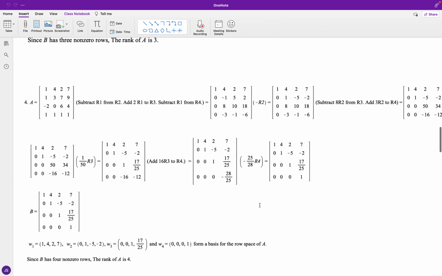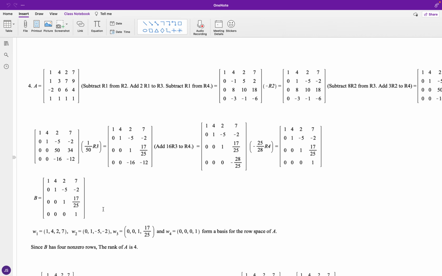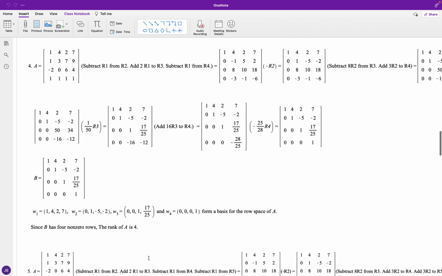So for the row echelon form, we're going to have 1, 4, 2, 7, 0, 1, negative 5, negative 2, 0, 0, 1, 17/25ths, and we have 0, 0, 0, and 1. So we have all 4 rows to be non-zero, and so we had these 4 vectors, all of which will form a basis for the row space of A. And again, since B has 4 non-zero rows, the rank of A is going to be 4.